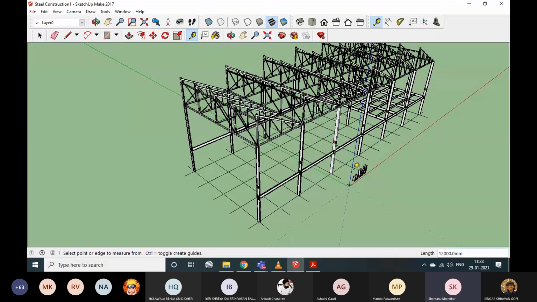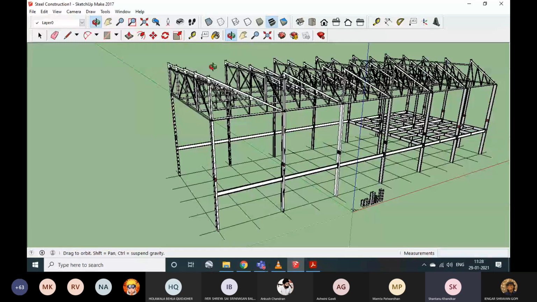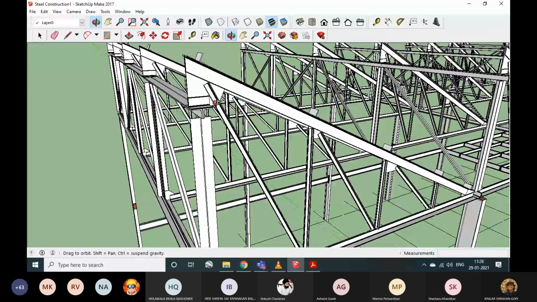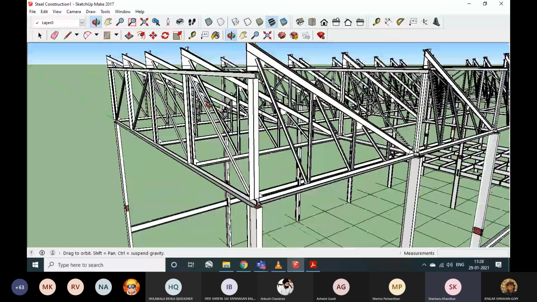Okay, can you see the SketchUp screen? Yes. Yes. Okay. Yes. Yeah. So you can see over here now. This is a little bit of a different sort of a detail here, but essentially the same one. Okay. So you can see that the.